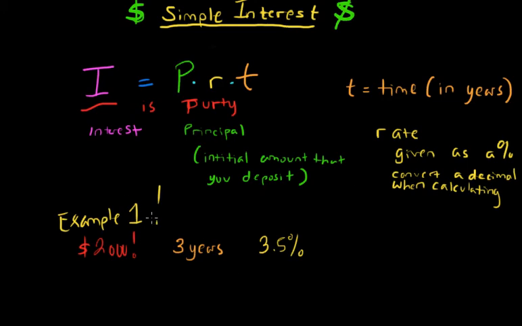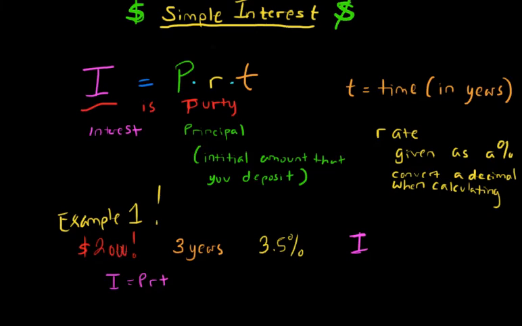All right, so what we want to know is, what is the simple interest? What is the interest that you are going to earn? How much are you going to earn for putting your money in the bank for that long with that rate? Well, let's plug all this stuff in. So let's go ahead and write this down. I equals P times R times T.